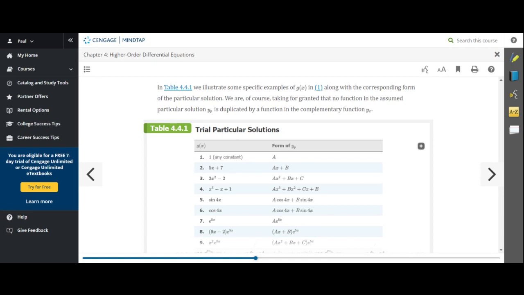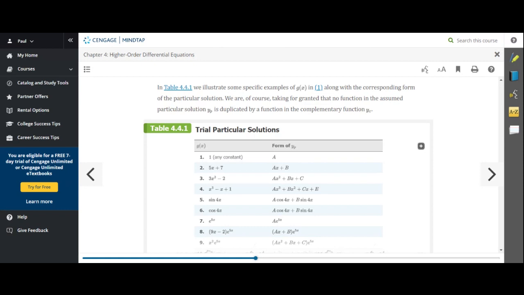Well, for the sine of 4x, your guess is going to be a times cosine of 4x plus b times the sine of 4x. And the reason is that, remember, you're going to be differentiating your particular solution at least twice if you have a second order differential equation, and so you're going to generate cosines and sines. So you need to have a very general guess. That's why if g of x equals the sine of 4x, as in line 5 from table 4.4.1, the guess is going to be a cosine 4x plus b sine 4x.